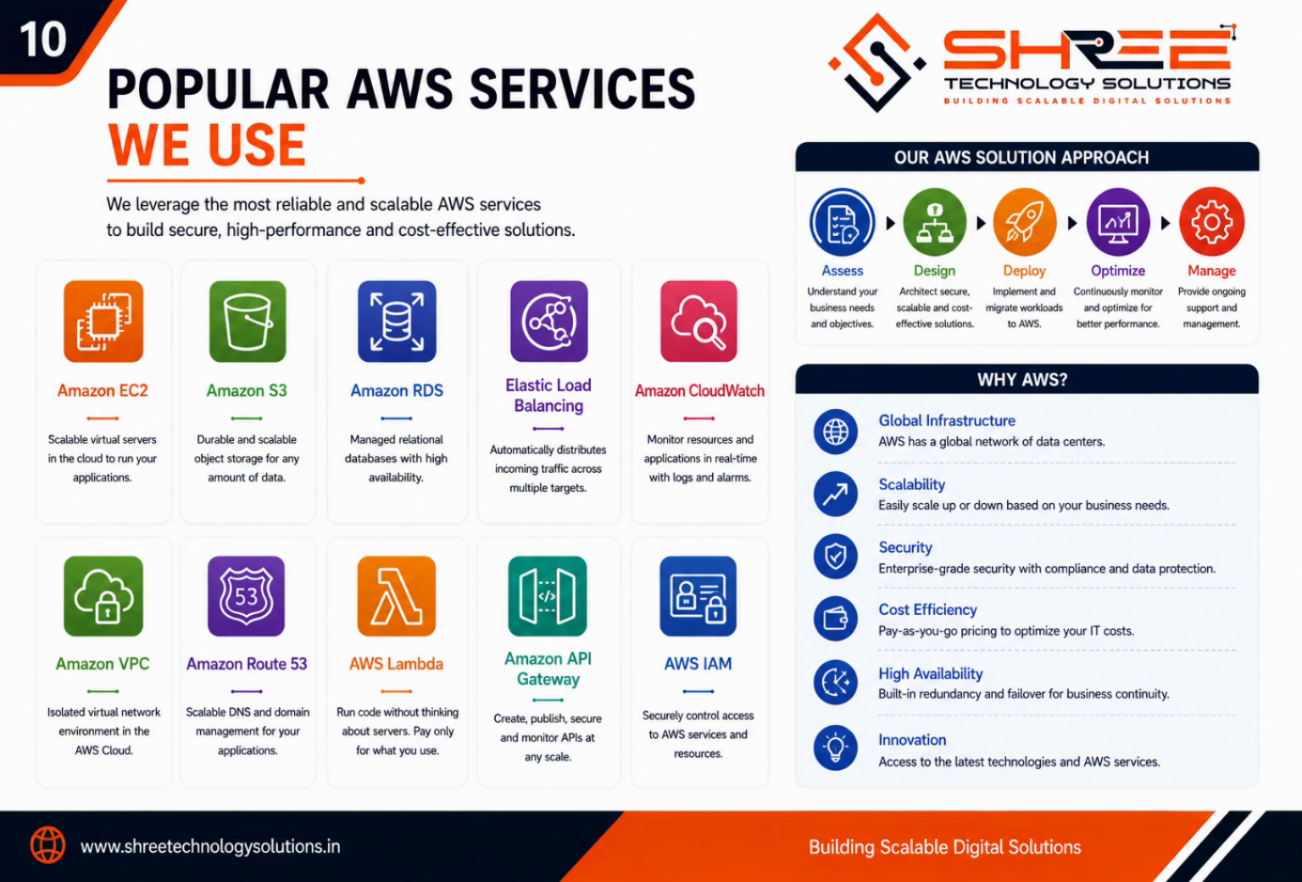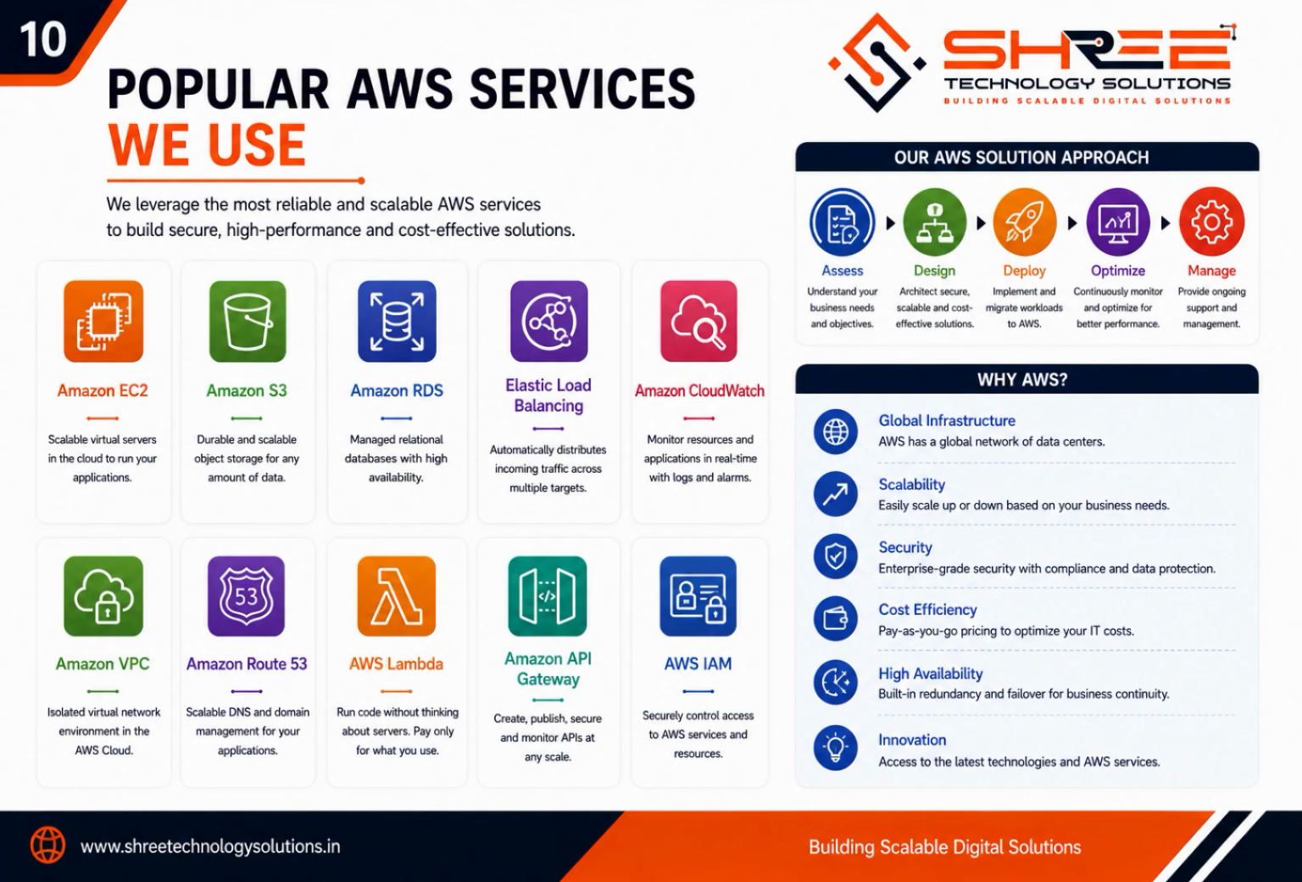AWS offers a wide array of powerful services. Let's look at the most popular ones. Amazon EC2 offers scalable virtual servers. Amazon S3 provides highly durable object storage. Amazon RDS manages relational databases with high availability. Elastic load balancing automatically distributes incoming traffic across multiple targets, while Amazon CloudWatch monitors resources in real time.